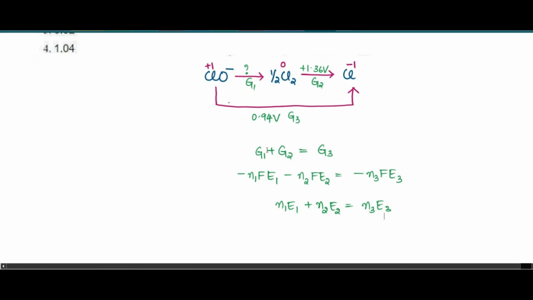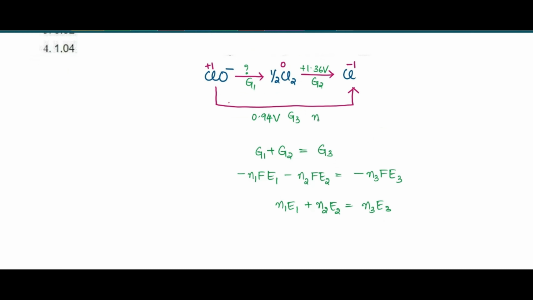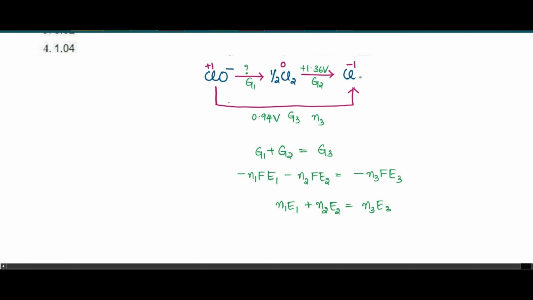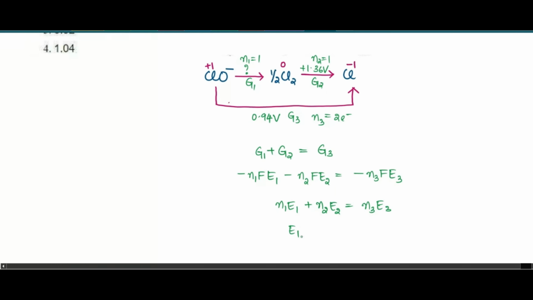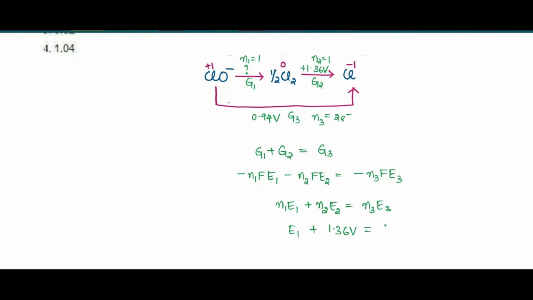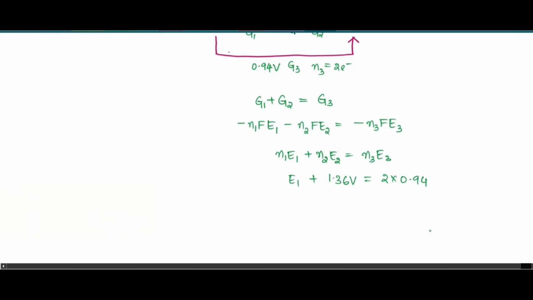Find N in each case. What is N3 over here? Plus 1 to minus 1, final minus initial, 2 electrons. Here, from 0 to 1, 1 electron; minus 1 to 0, 1 electron. So N1 is 1, E1 is what we need, plus N2 is 1, E2 is 1.36 volt, N3 is 2, E3 is 0.94.